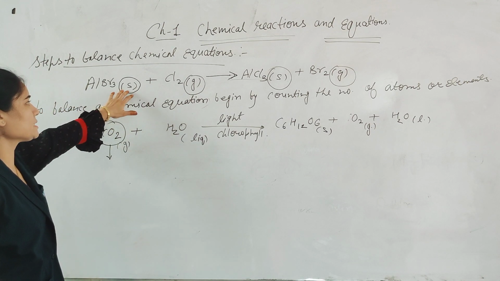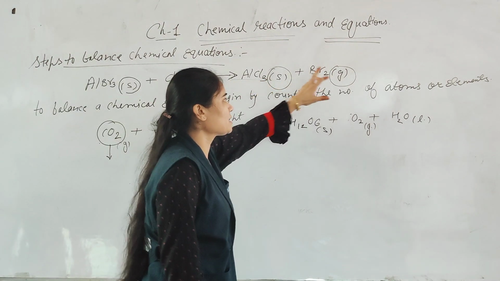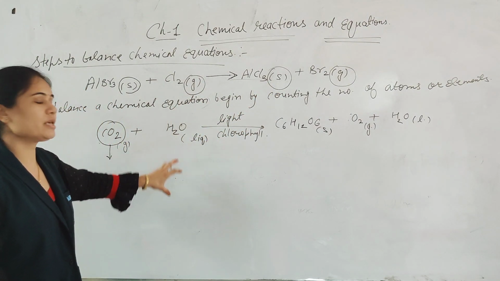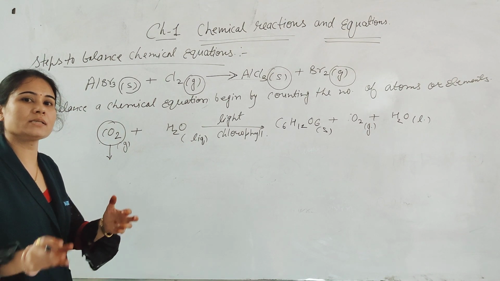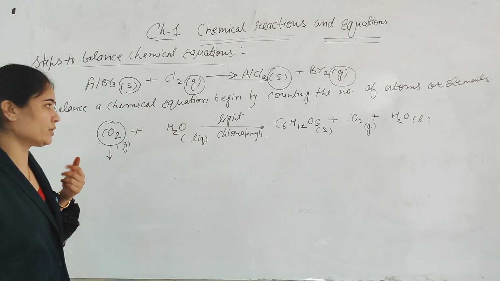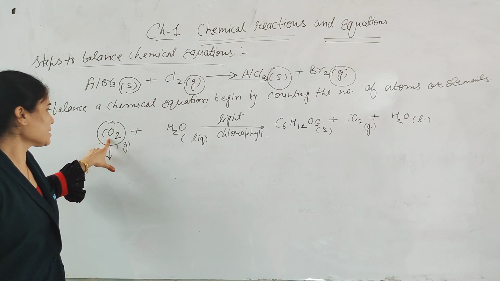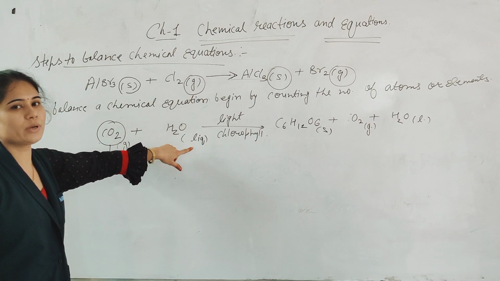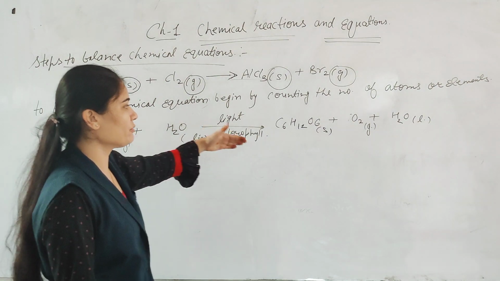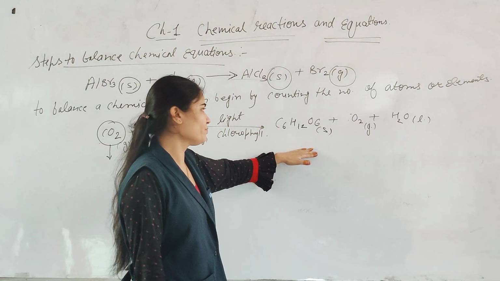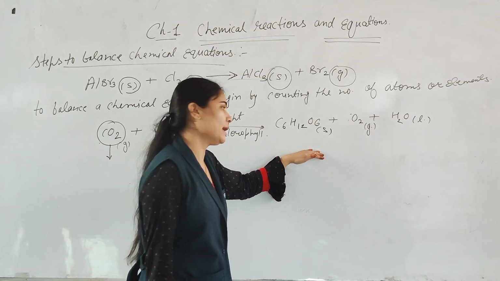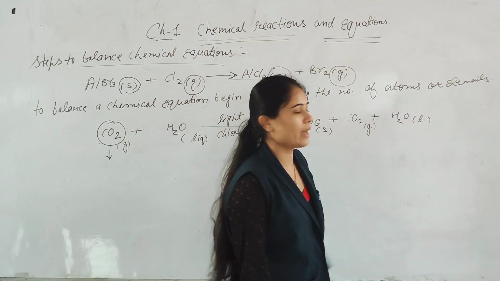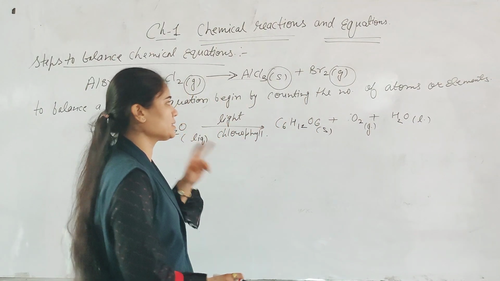Second is physical states. Writing down physical states is very important to complete a reaction. That means which type of reaction it is, or how many types of chemical changes in a chemical reaction will occur. So this is CO2, existing in gaseous form, reacting with H2O. H2O is existing in liquid form and it will give the final product, that is glucose, which will be existing in solid form, and the byproducts oxygen, existing in gaseous form, and H2O existing in liquid form. This is the second type.